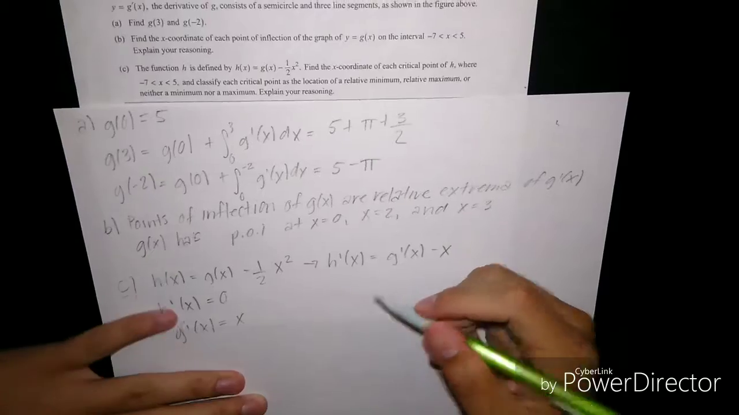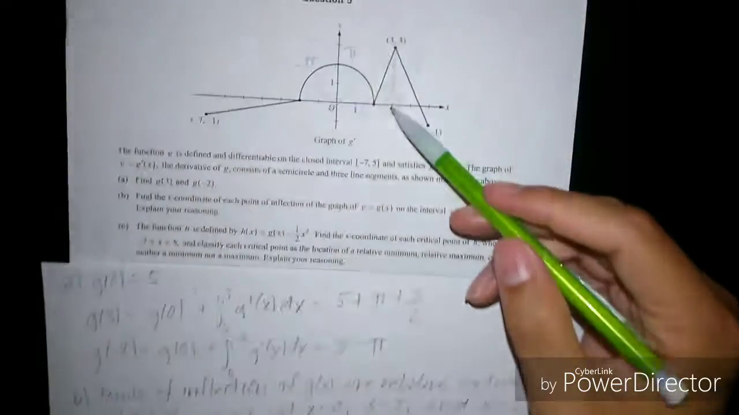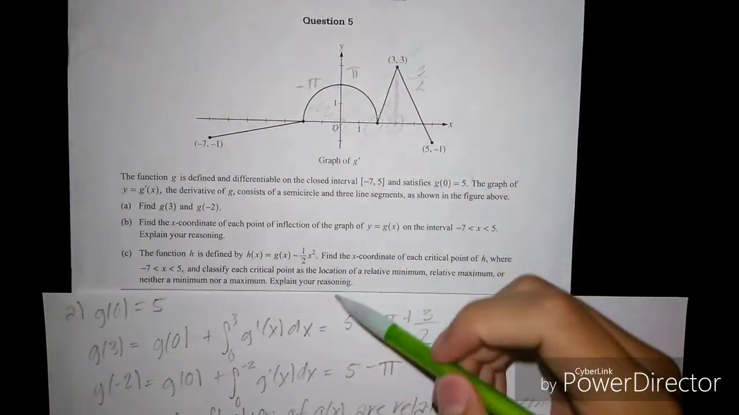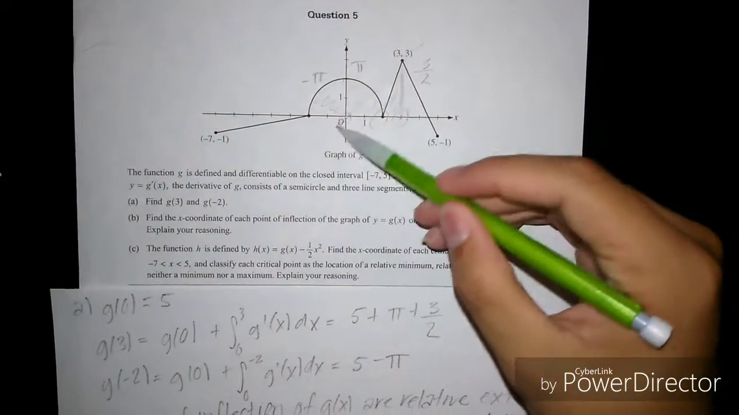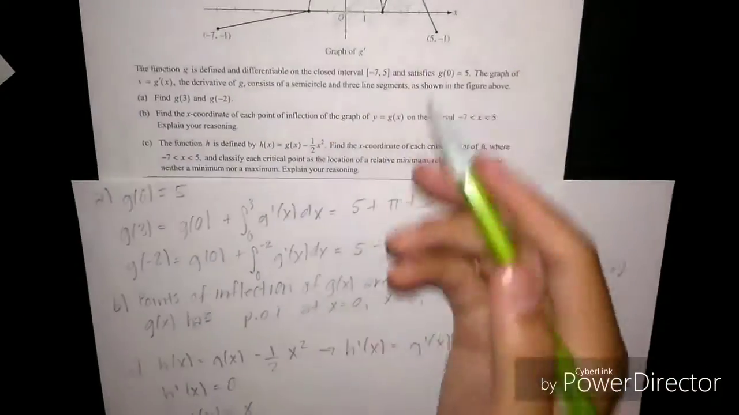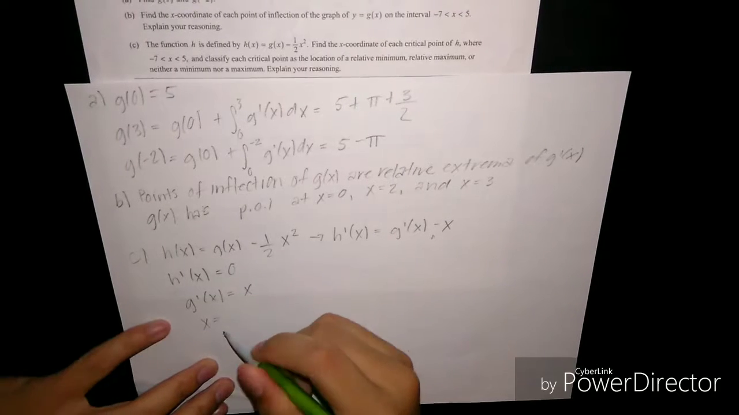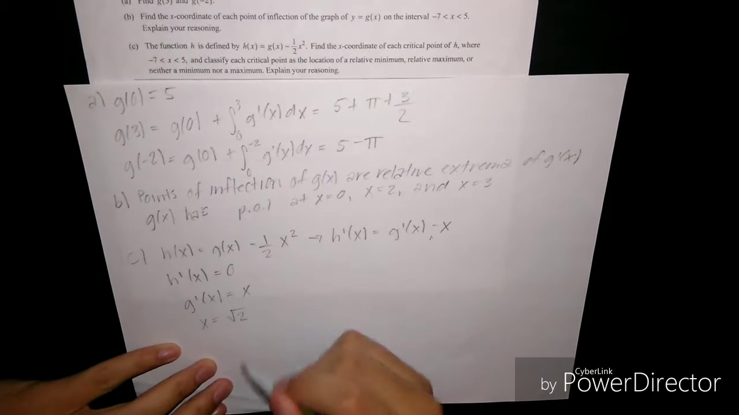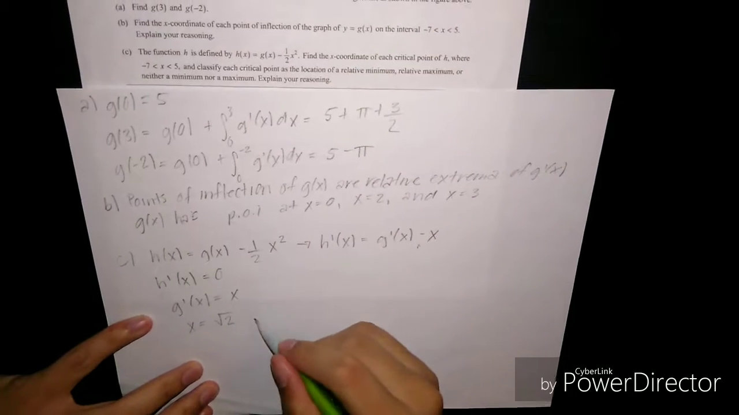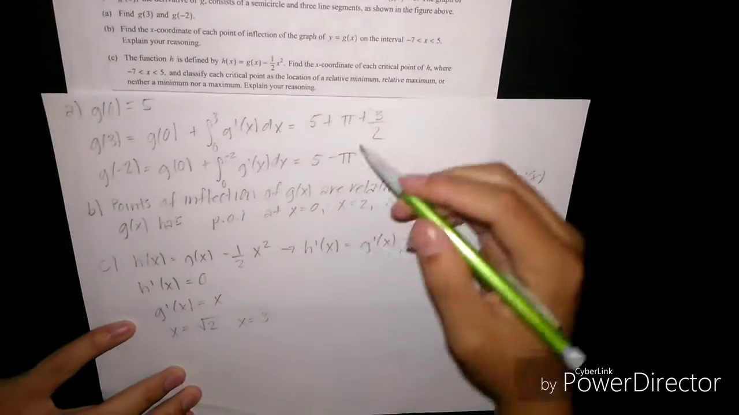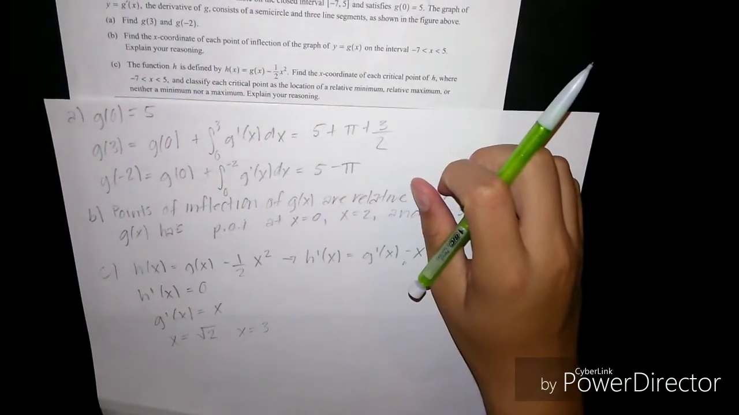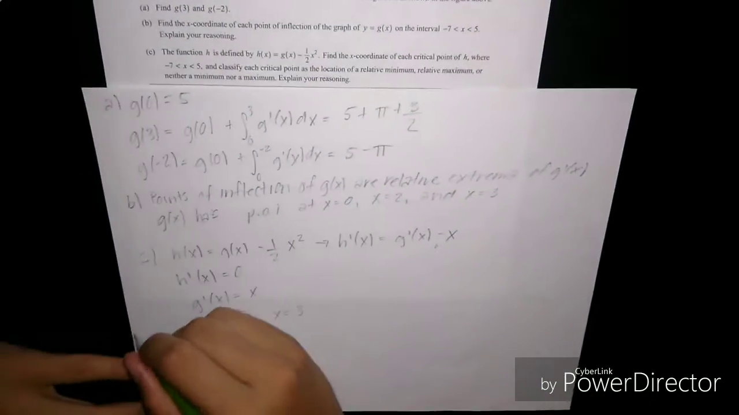So from there, if you know your circles, clearly one of your x's is going to be radical 2. And we might as well draw the line out because we're going to need that for later. So yeah, if you know your circles, clearly you know that one of your x's is going to be radical 2, and your other x is going to be 3. So from there, those are our critical points.